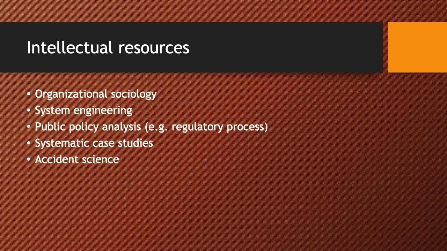So what are the intellectual resources which this course will be highlighting for you, in which the field, if there were a field called accident science with its own discipline within the university, these are the kinds of resources that I would be advocating that we would want to be including within accident science. First, organizational sociology. Second, systems engineering, the kind of thing that Nancy Leveson advocates and develops in her writing. Third, public policy analysis, including analysis of the regulatory process. Another intellectual resource, which is very important in this course, is the development of disciplined, careful, systematic case studies.